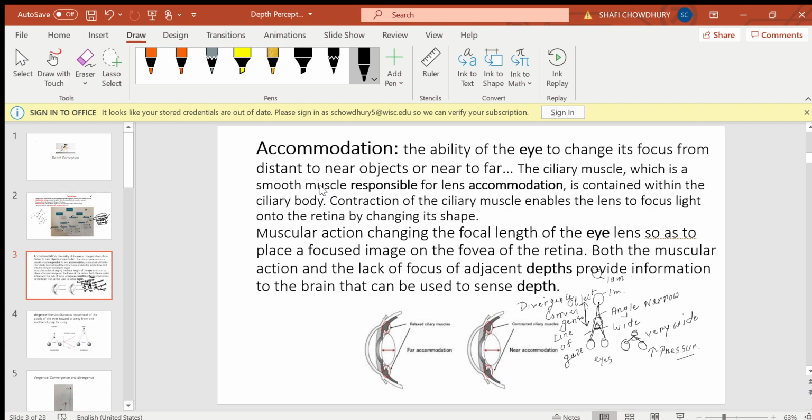Okay, so that is one thing. That is the vergence of the eyes that I explained. Now, accommodation is different. Accommodation is here. I told you before that your ciliary muscle is in the ciliary body. So this is the ciliary body.